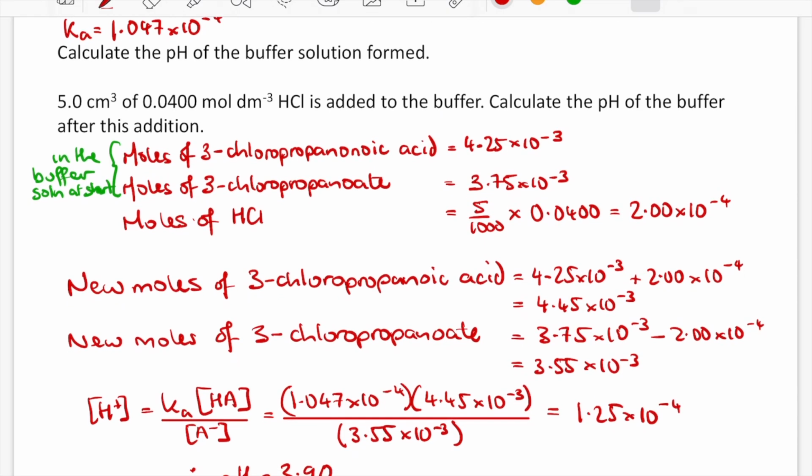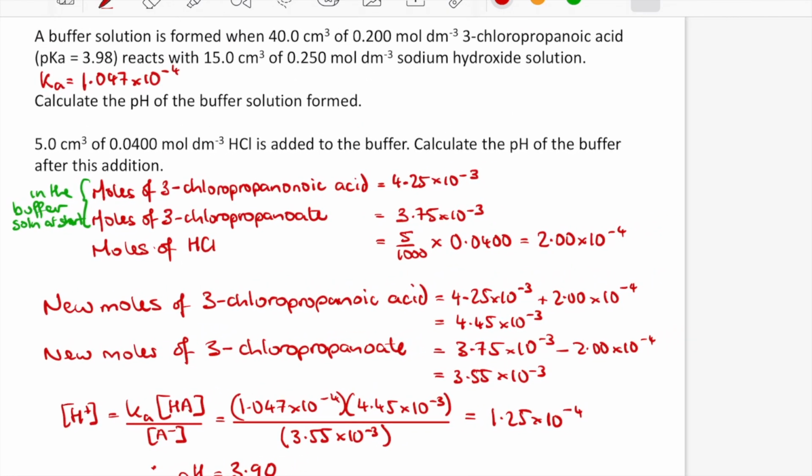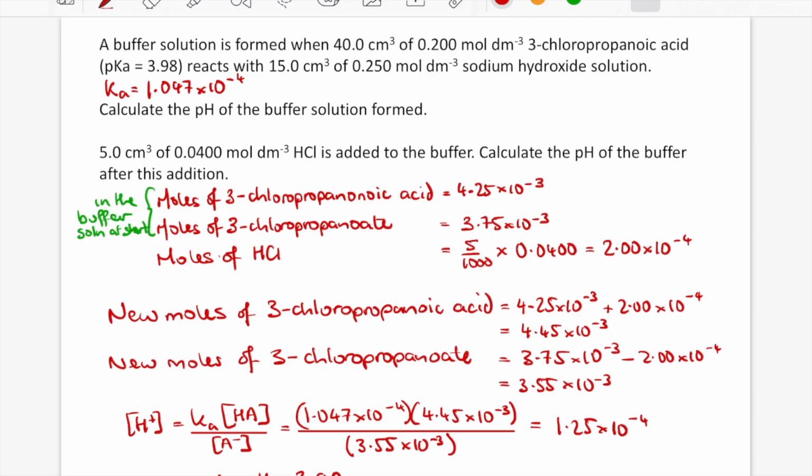So I hope going through those example calculations has been useful. In pretty much every AQA exam, there's been a 5 or 6 mark buffers question. But I think also these calculations help you appreciate or understand some of the other calculations that you have to do in the acids and bases topic. So I hope that was helpful, and I look forward to hearing your thoughts on it.